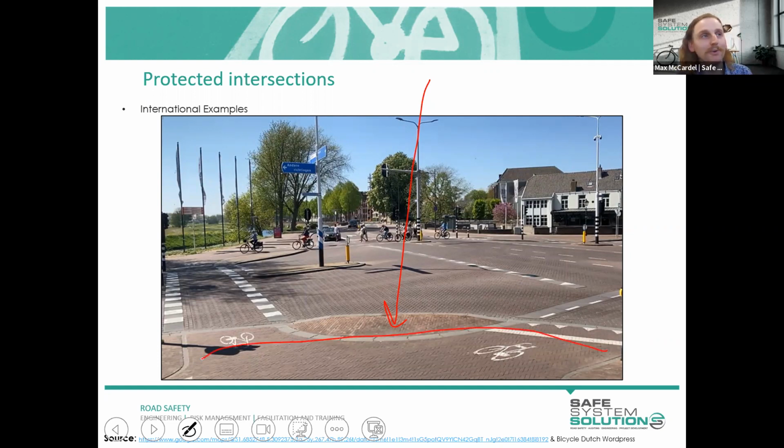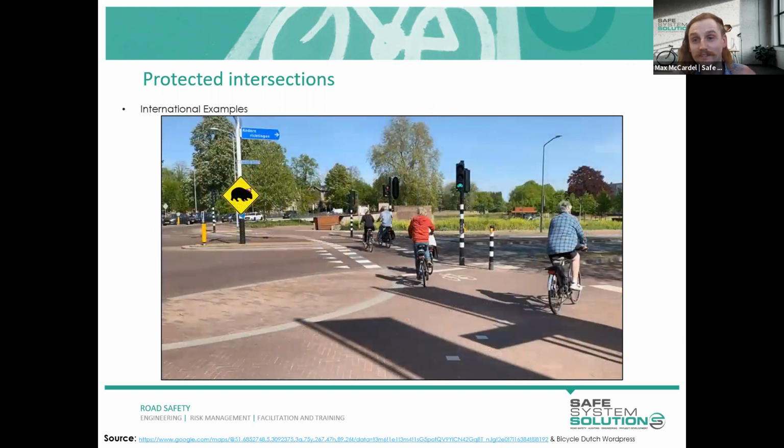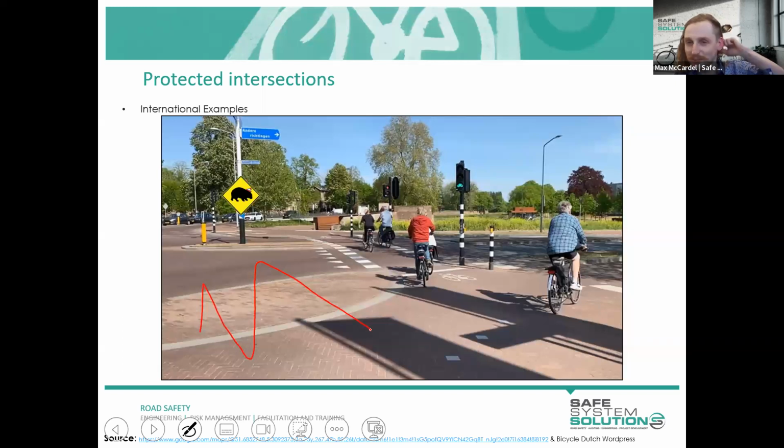But we don't have quite the same culture that the Netherlands do, where there is an expectation to always see cyclists at every intersection, no matter where you are. So that's probably how they've gotten away with it a little bit more. But you can see all of this is just one flush level. To me it looks a little bit strange, but it's the Netherlands, so you can kind of get away with things like that.